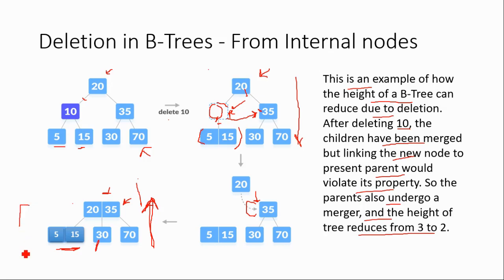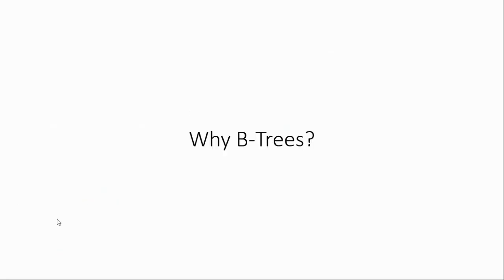Now if you wonder why the style of this element is different, it is because in the original example this node was given wrong. This 20 and 35 was repeated there, so we have replaced it. So this is deletion in B-trees. Now we come to the question, why do we require B-trees?